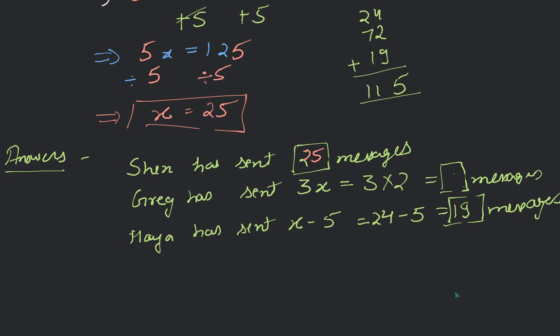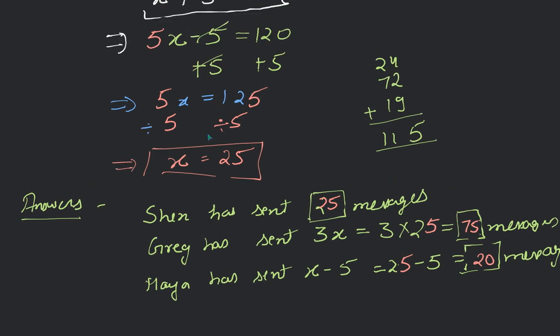So 25 times 3 is 75, and 25 minus 5 is equal to 20. So now this is correct. If we add all these numbers now, we will get 120, which tells us that we have solved it correctly. These three values are absolutely correct now. It's the 100% confirmation I am giving you. There is no change in the answer from now on. So 25 plus 75 is 100, and 100 plus 20 is 120.